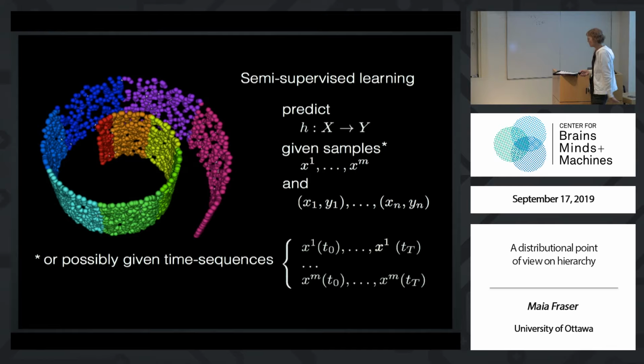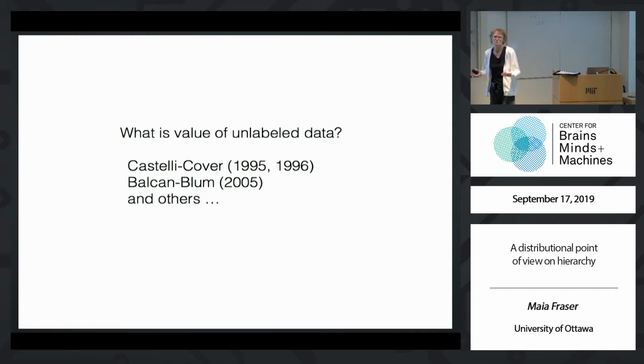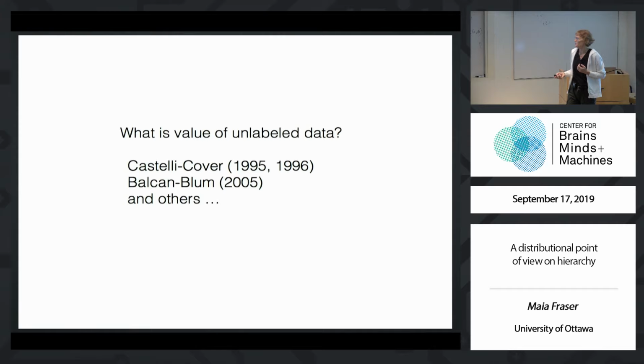Then one can ask, what is the value of unlabeled data? What's the use of these extra X1 up to XM that don't have any labels on them? Formulated in this way, Castelli and Cover, in a couple of papers of theirs, were probably the first two to actually ask that question in that sense and to address it carefully. And that was the main inspiration for the technical report of Partha and Yogi's that I mentioned a few slides back, that kind of triggered what I'm talking about today.